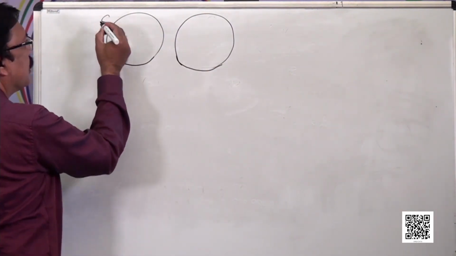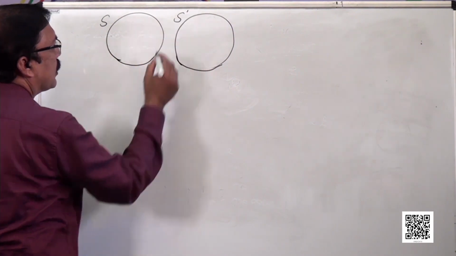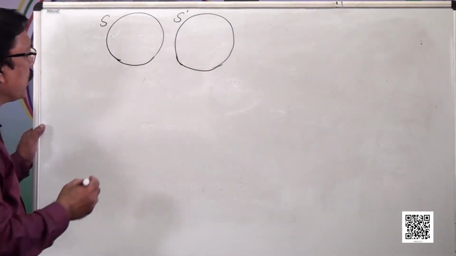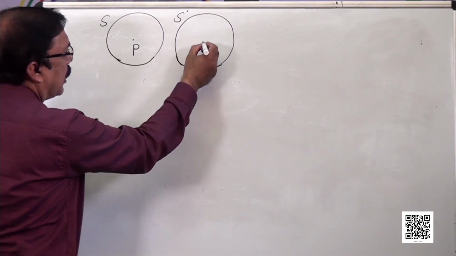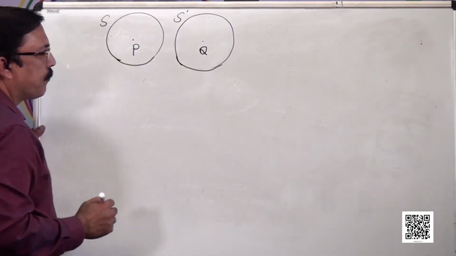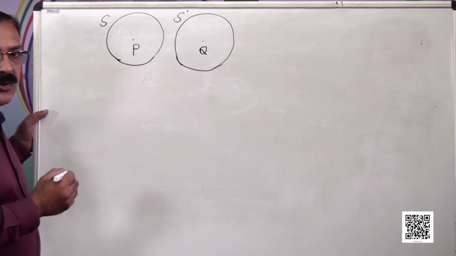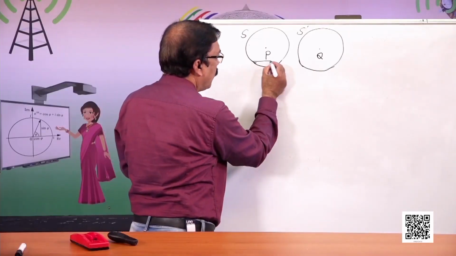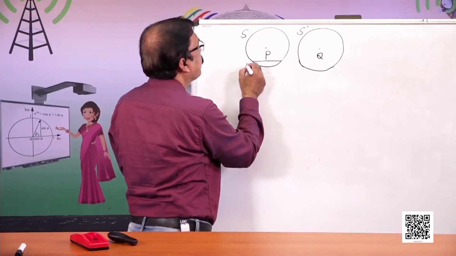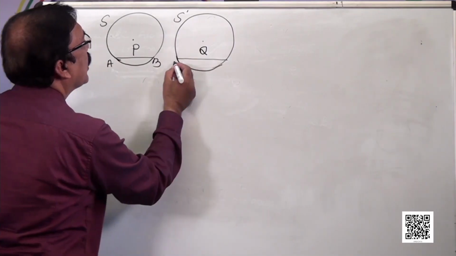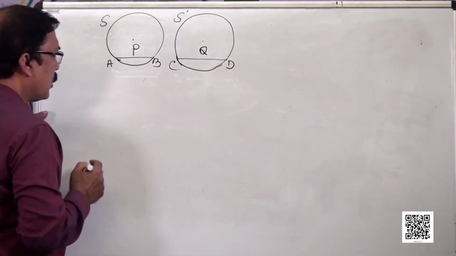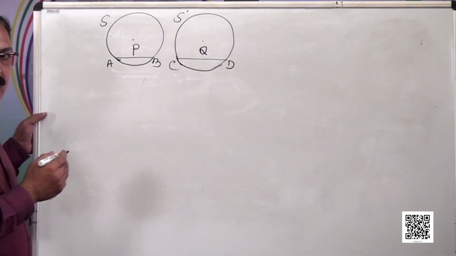Say the first circle is S and the second circle is S dash with centers P and Q, and they have equal chords. So say here AB, and in the next one say CD. So what is given here?